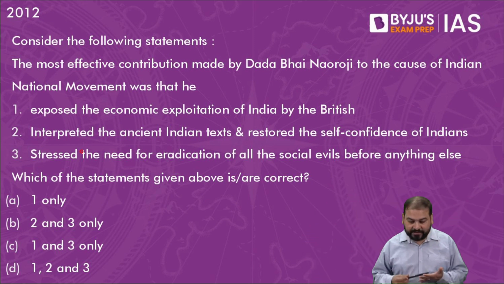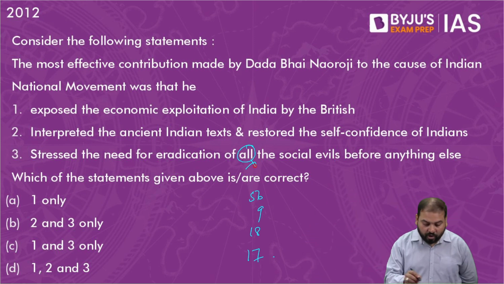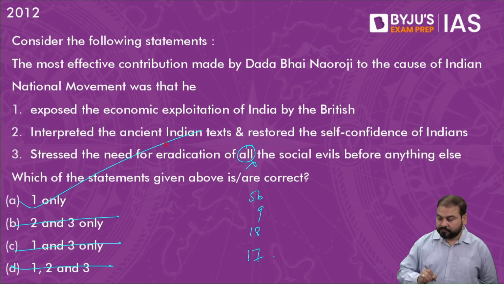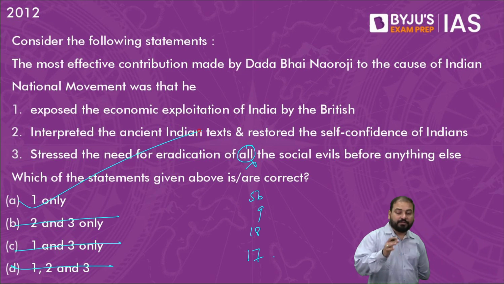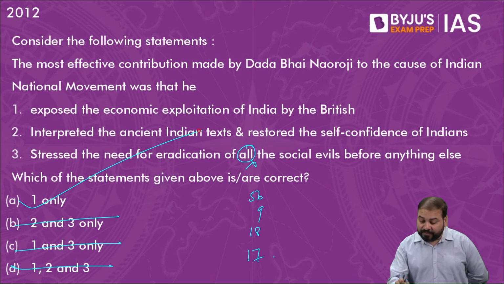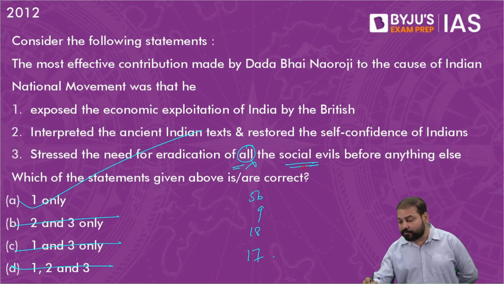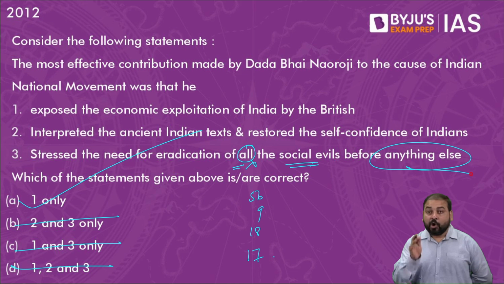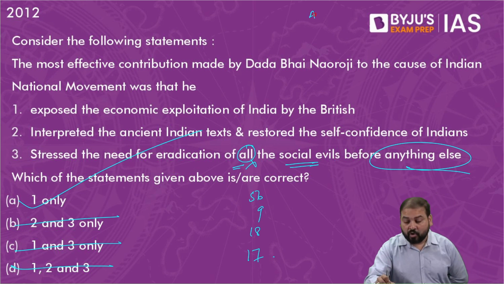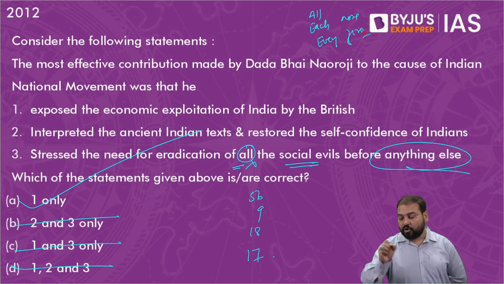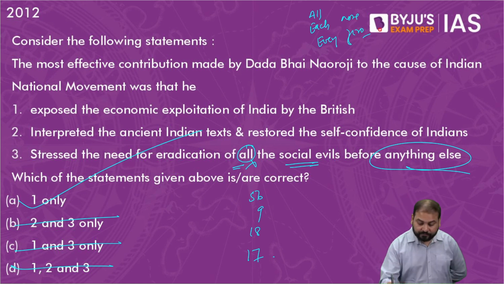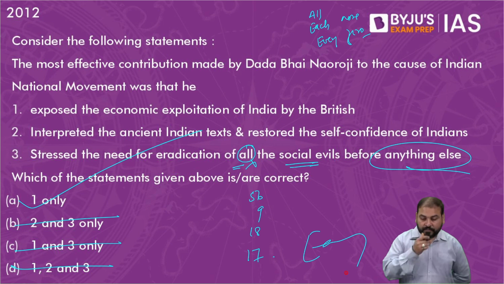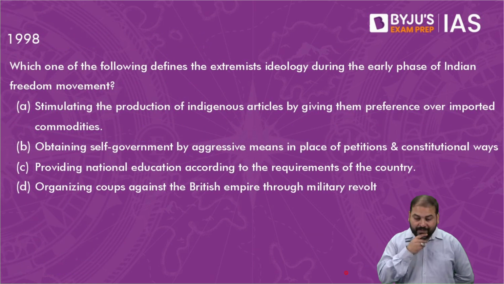Give me the answer. Not the answer. All is wrong. 3 is wrong. Think about this. Will Dadabhai Naoroji say, I will first of all eradicate all the social problems, then we'll do anything? Always look at extreme words. All, each, every, none, zero. Always look at those words. Very easy question.